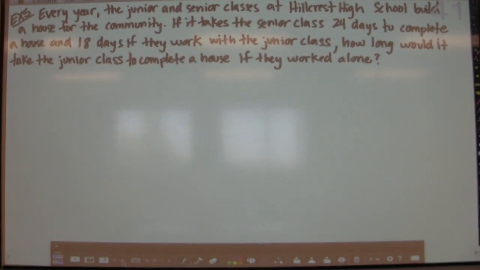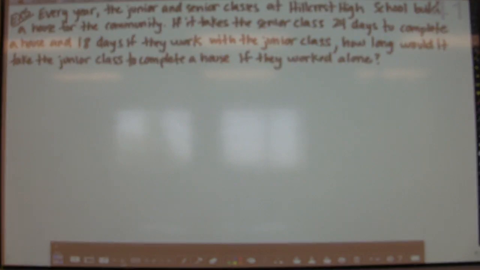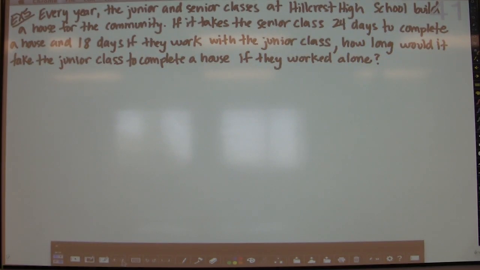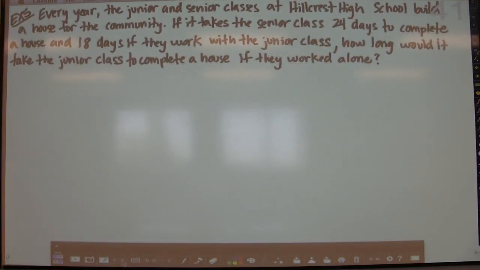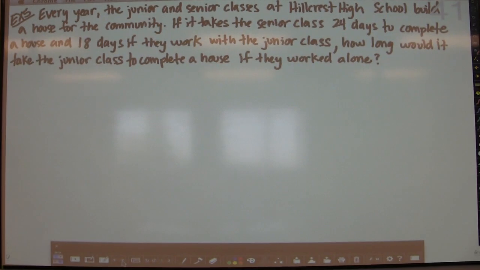And no, it's not the kind of work that you're thinking about in physics when you talk about force and that kind of stuff, but just work, like how long it takes for you to do something when you're working. It says here, every year the junior and senior classes at Hillcrest High School build a house for the community. If it takes the senior class 24 days to complete a house and 18 days if they work with the junior class, how long would it take the junior class to complete a house if they worked alone? We're given how long it takes the senior class working alone, and we also know how long it takes when they're working together. What we need to find out is how long it would take the junior class to work by themselves.